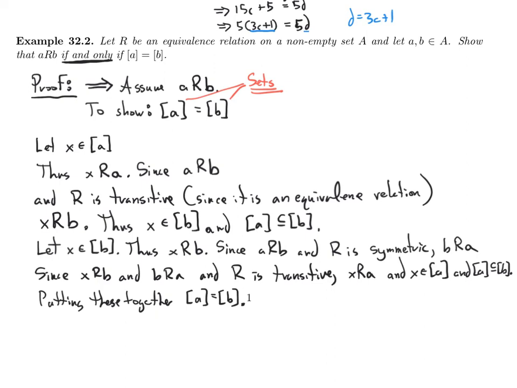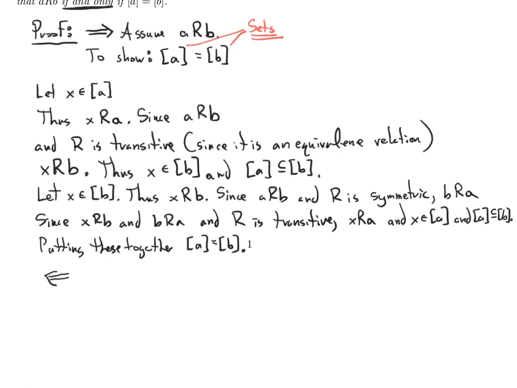All right, that's fantastic. So this says that if two elements are related, then their equivalence classes are equal. They have the same elements in them. Okay, let's do the other direction now. Let me scroll down here. Let's get a little more room.